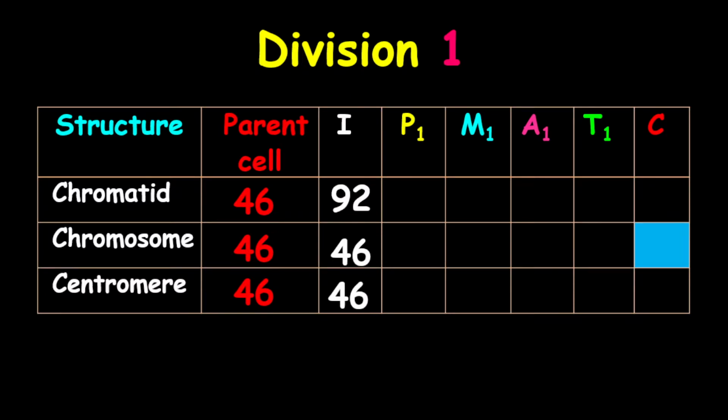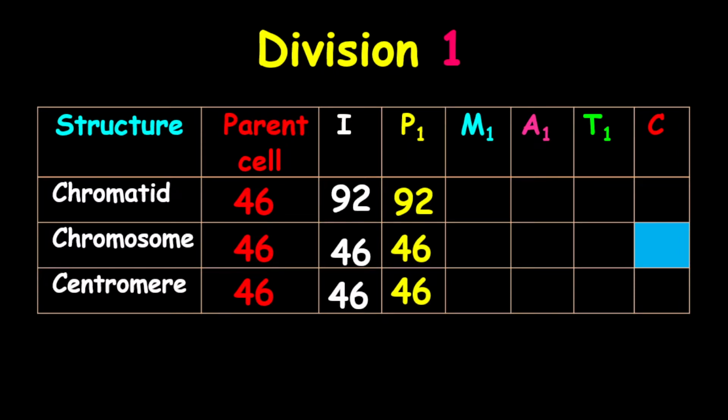In prophase 1, what is happening is crossing over and synapsis. The numbers will not change. So therefore we have 92 chromatids, 46 chromosomes, 46 centromeres.